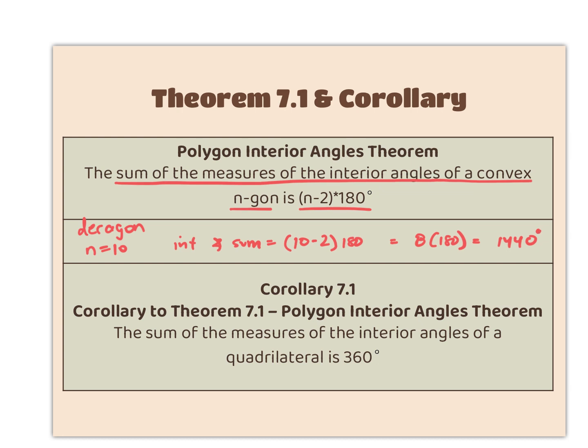And so, again, remember, a corollary is something that stems from a theorem, so obvious that it follows it. And so the corollary basically says that the sum of the measures of the interior angles of a quadrilateral, that means n is 4, is 360 degrees. So instead of you having to figure this out, it basically tells you exactly what the degree measure is without you having to use the formula.